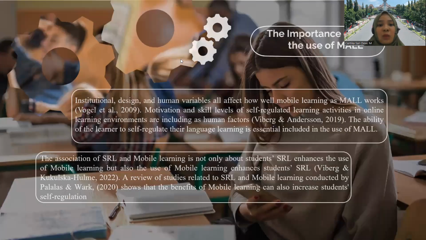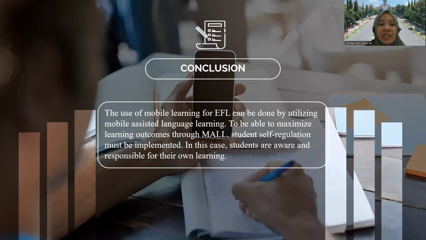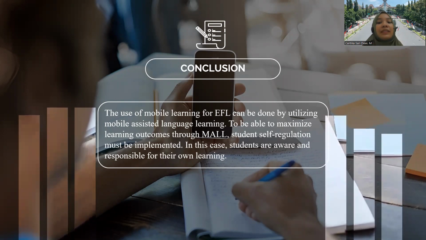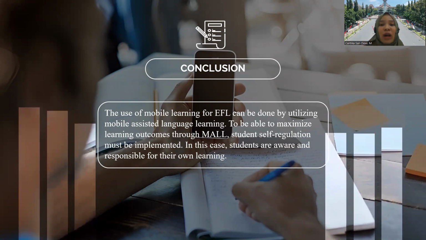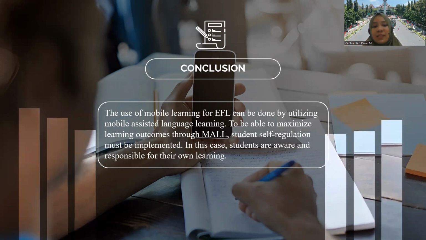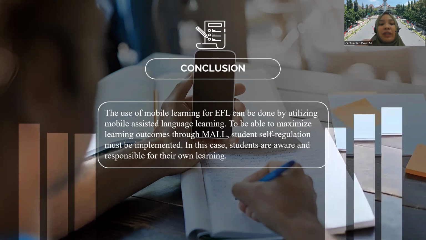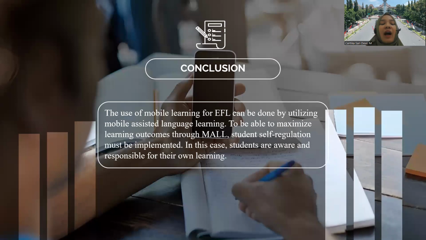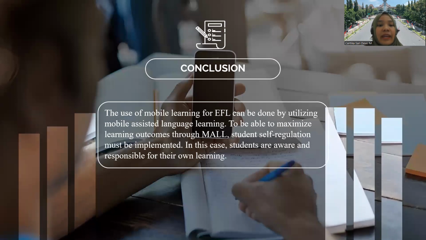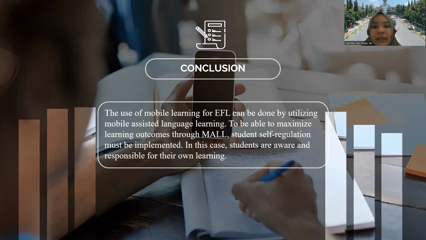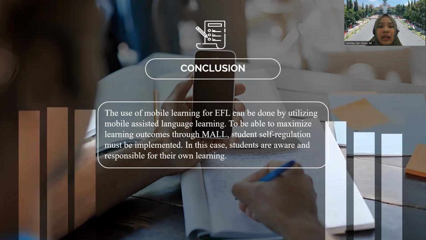Okay, so let's see the last, we have the conclusion of this discussion: the use of mobile learning for EFL students can be done by utilizing mobile assisted language learning or MALL. But we have to highlight that to be able to maximize learning outcomes through mobile assisted language learning, student self-regulation must be implemented. In this case, students are aware and responsible for their own learning, or they have independent learning through mobile assisted language learning use.